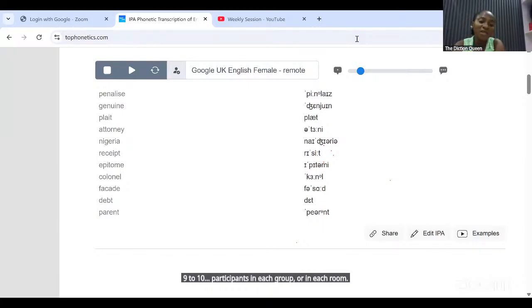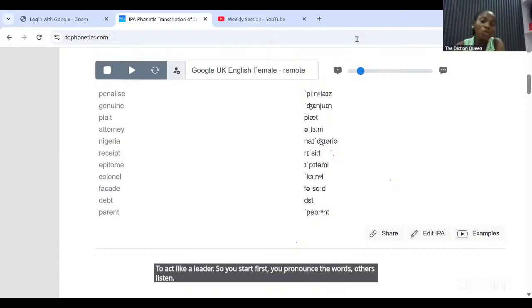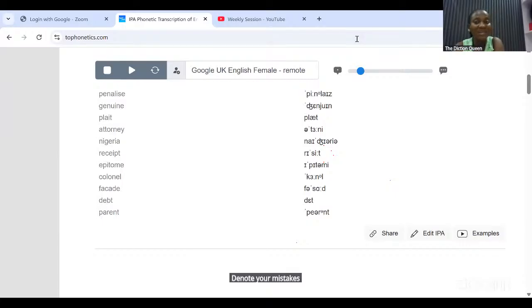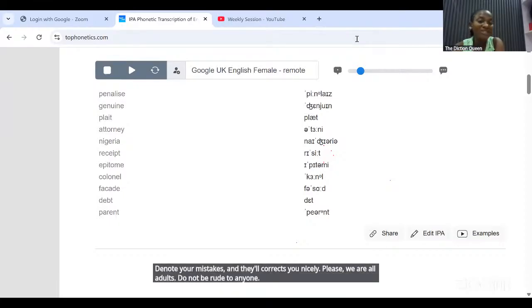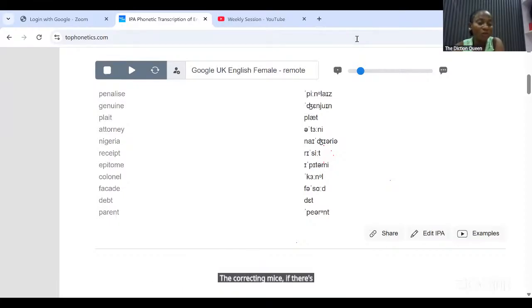One person in the room is expected to act like a leader. You start first, you pronounce the words, others listen, they note your mistakes and they correct you nicely. Please, we are all adults. Do not be rude to anyone. If there's any word you're unsure of the pronunciation, you note it, and when we get back from the breakout room, you ask me.